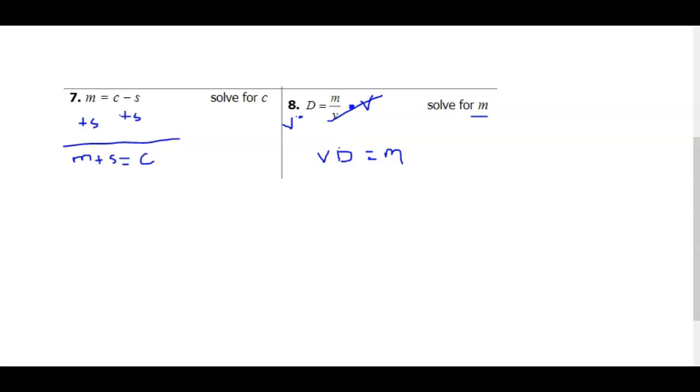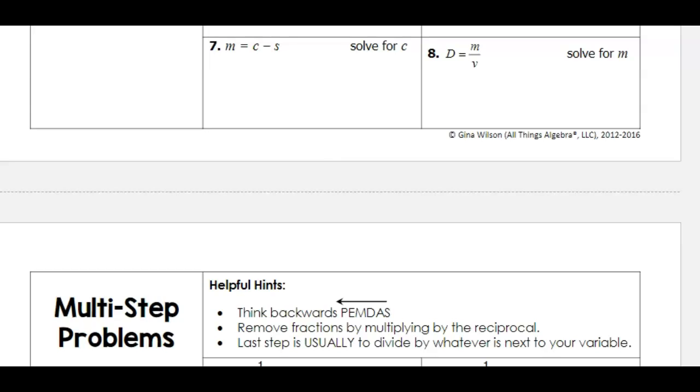But now you know that's just division, so think your inverse operation, okay? Make sure you think about inverse operations. If I'm dividing by V, that means I need to multiply by V. All right? Good job, guys. Good job. Now, let's move on.